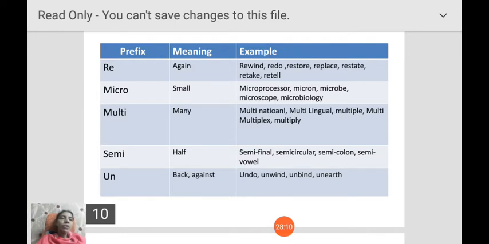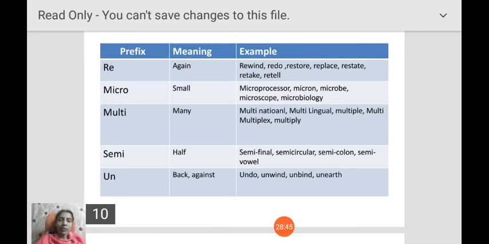So we use the word rewind. There used to be tapes in the olden days, so we used to rewind the cassette. There used to be some winding with the cassette. The tape used to rotate. So we used to call it rewind, winding something again. Then redo. Do, redo. Doing something, doing that thing again.